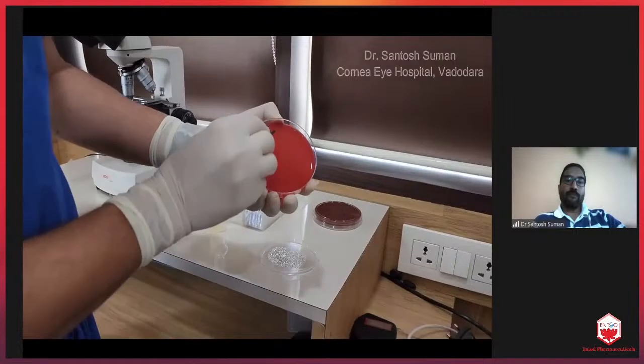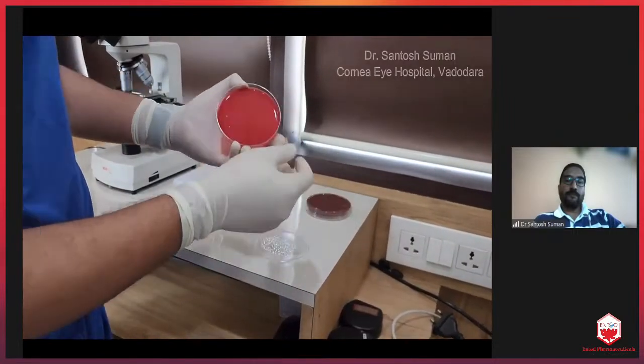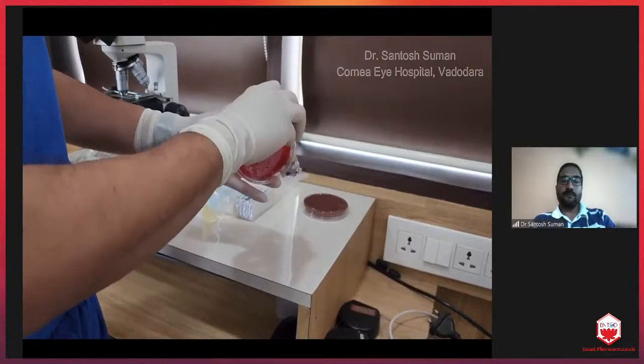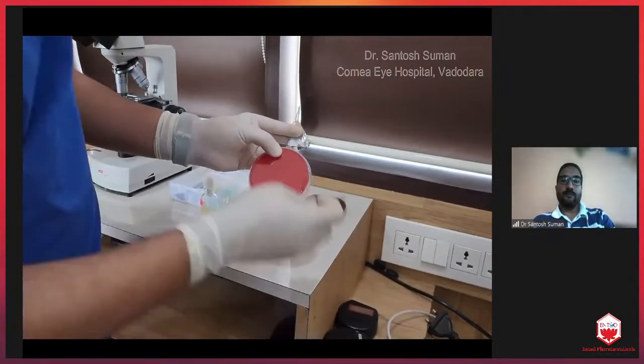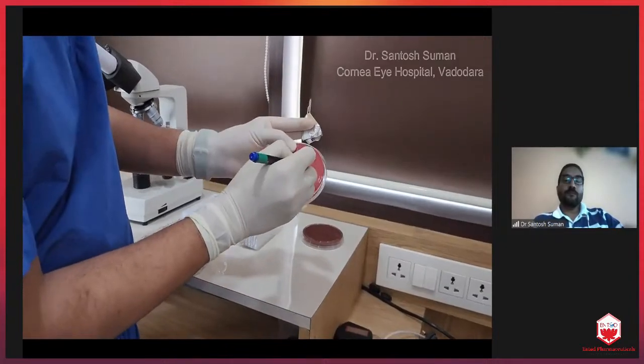This is how we plate the samples on blood agar, chocolate agar, and SDA. These are sent to microbiologists. Labeling on the culture plate is done on the culture media side, not on the cover side, because the cover might get interchanged.